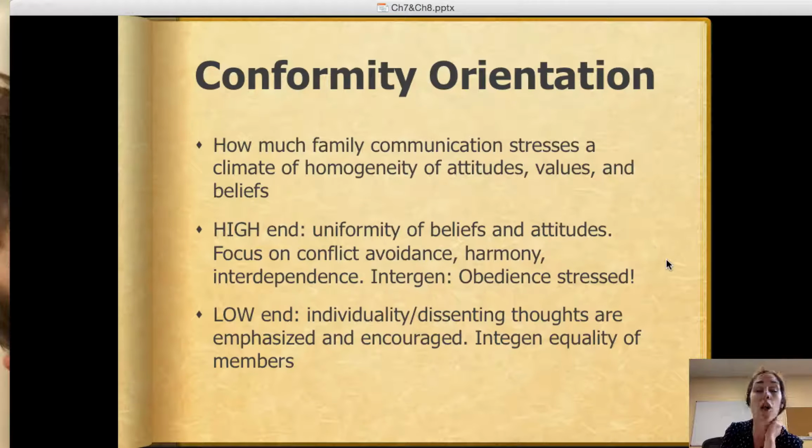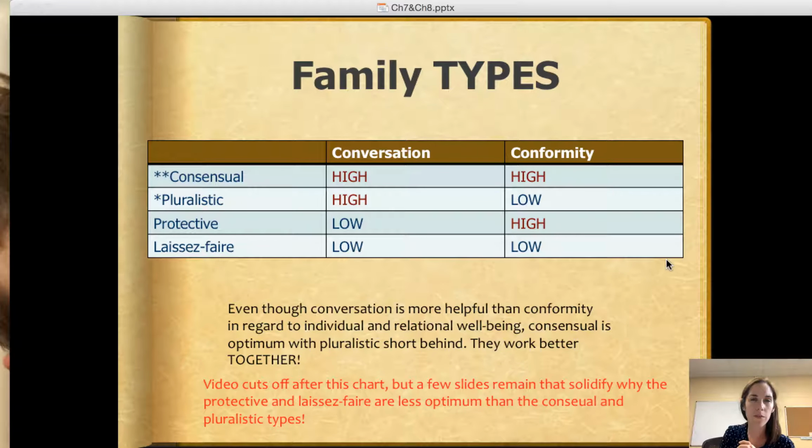That's the high end. At the low end, individuality and dissenting thoughts are not only present and known, but they're emphasized and encouraged. Families that are really low in conformity orientation get excited about difference within the family. And they also tend to really stress equality of the members. This chart tells you how the types pan out in terms of how high or low they are in conversation and conformity, and what the different labels are.